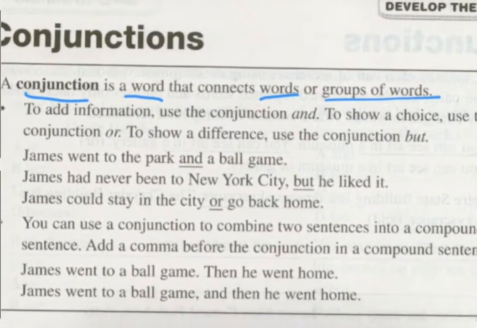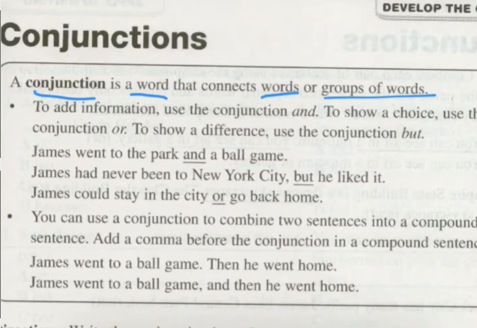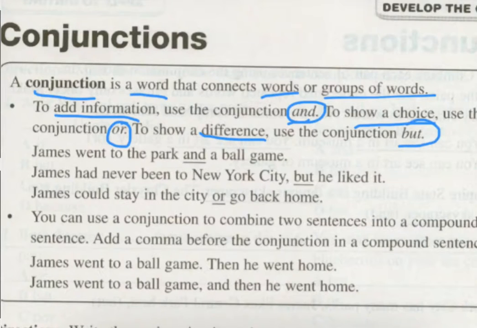Not like a compound word where you take two words and you add them together and get one new word. These are still going to be separate, just added together like in a sentence. So to add information, use the conjunction and. To show a choice, we're going to use or. And to show a difference, we're going to use the word but.